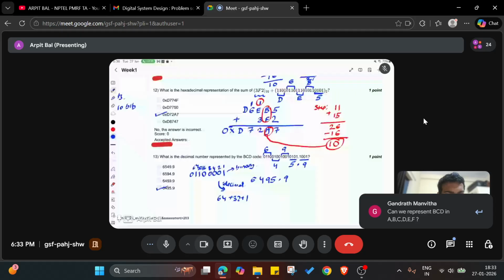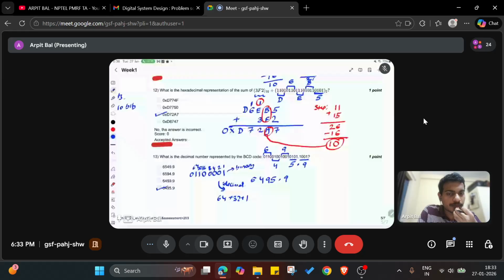Can we represent BCD in A, B, C, D, E, F? No, that was an example for hexadecimal, if you want to show it in the 7 segment display.